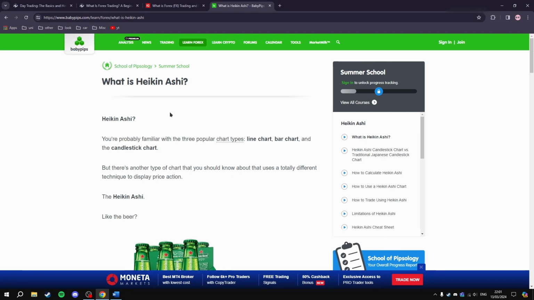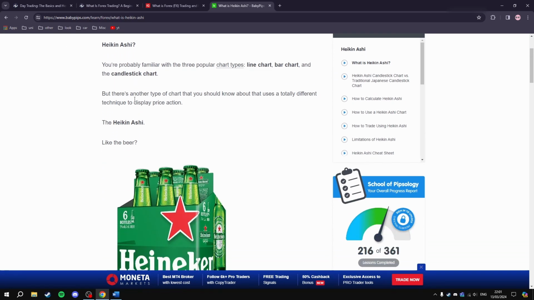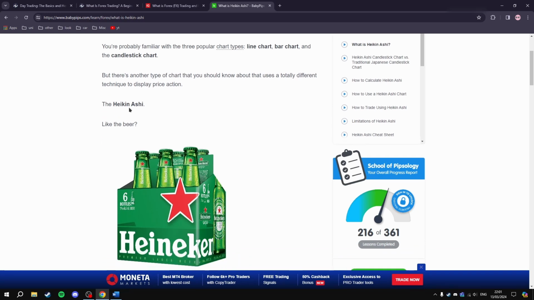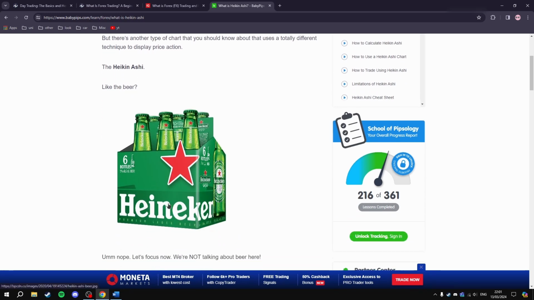Heikin Ashi. You're probably familiar with the three popular chart types: line chart, bar chart, and the candlestick chart. But there's another type of chart that you should know about that uses a totally different technique to display price action. The Heikin Ashi.